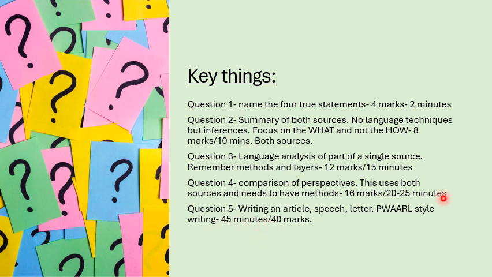Then we know that question 5 is writing an article, speech, or a letter. We've talked about Poil style writing, haven't we? So, it's 40 marks, 45 minutes. Remember what we said before, these writing questions on English language, they're your absolute essentials because it's worth half the paper.